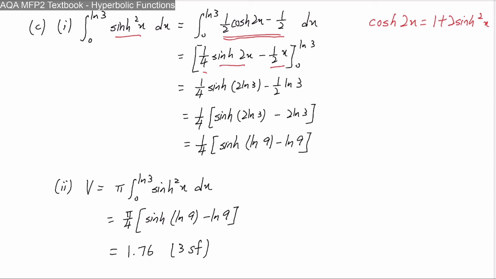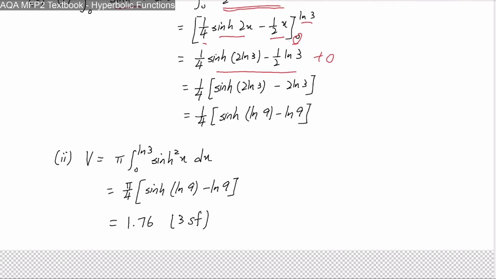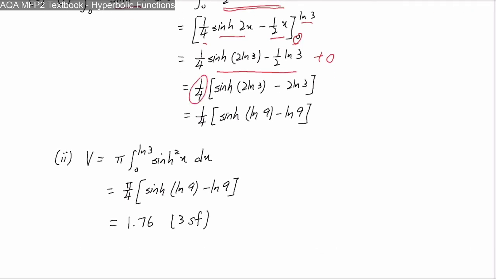Basically, after that we sub in ln 3 and 0 and evaluate. When x equals 0, both terms give us 0, so there's nothing there. What we do is factorize out the 1 over 4. The 1 over 2 here becomes a 2, and inside the sinh we have 2 ln 3. For the ln, we can move this 2 to become the power of the 3, so we get 3 squared. This is why we have ln 9 in our expression. That would be for the first part.